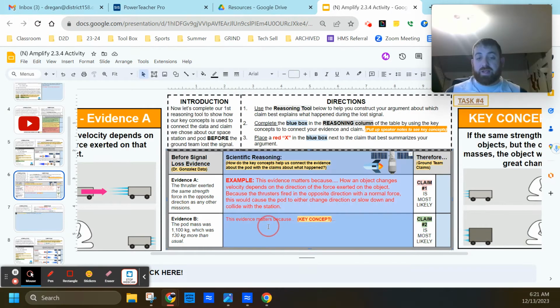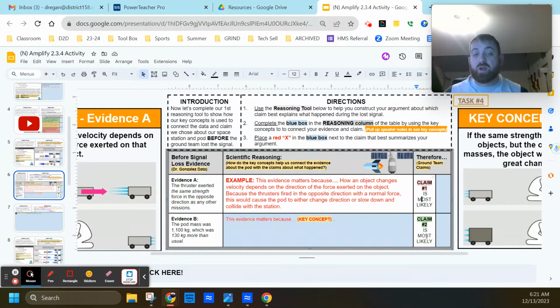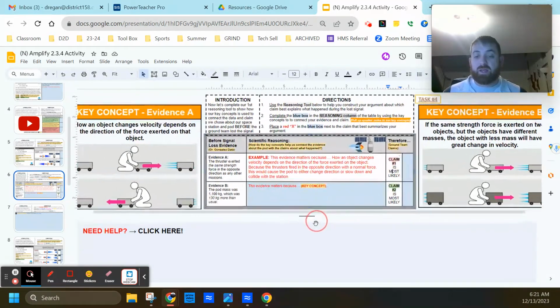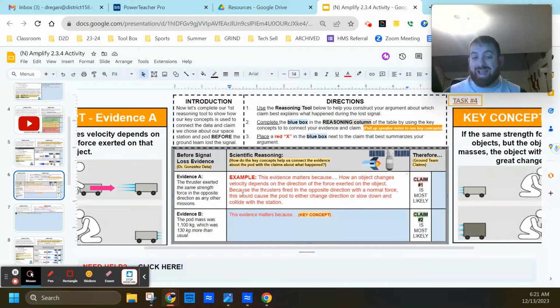So the reasoning section here for your argument is where you connect these pieces of evidence with the claim that you chose, one or the other, with your key concepts. Now, when you pull your speaker notes up, you'll notice that you have two key concepts. These key concepts are what you use to connect your evidence with whatever claim you chose. So, for example, evidence A here says the thrusters exerted the same strength force in the opposite direction as any other mission. Your reasoning needs to start off with your key concept.